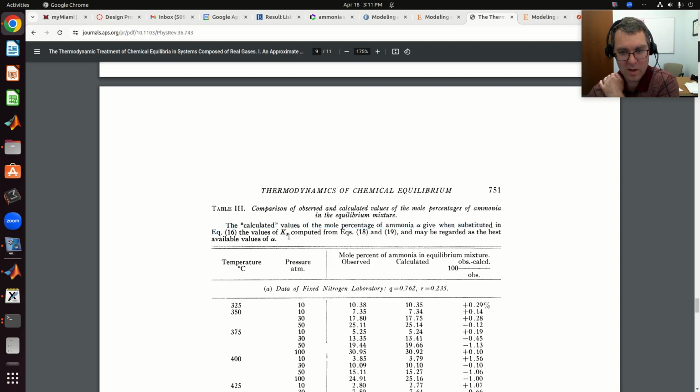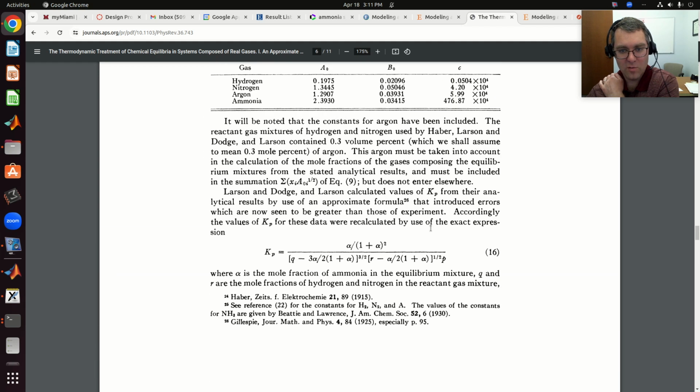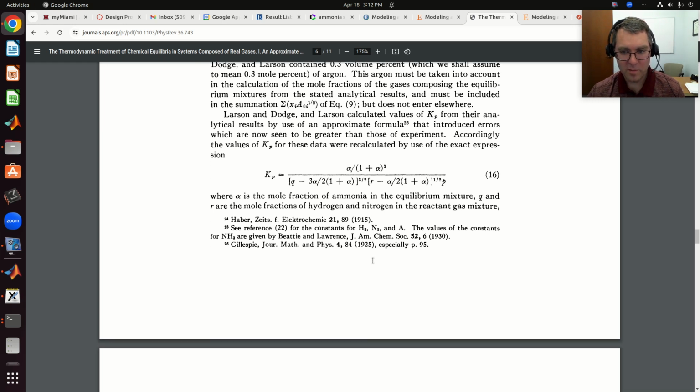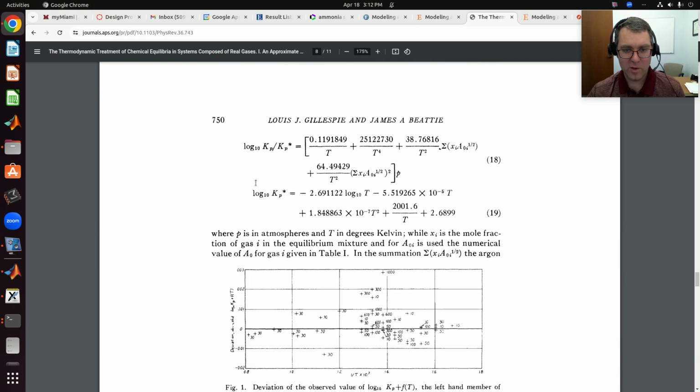So this is being computed using equation 16. I should read this. They're using equation 16 to calculate those conversions, where alpha is the mole fraction of ammonia in the equilibrium mixture, and Q and R are the mole fractions of hydrogen and nitrogen in the reactant gas. So Q and R are what's being fed in. Alpha is the mole fraction of ammonia in equilibrium. And so they would solve that expression.